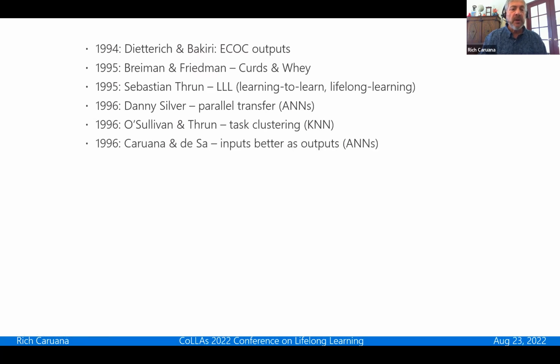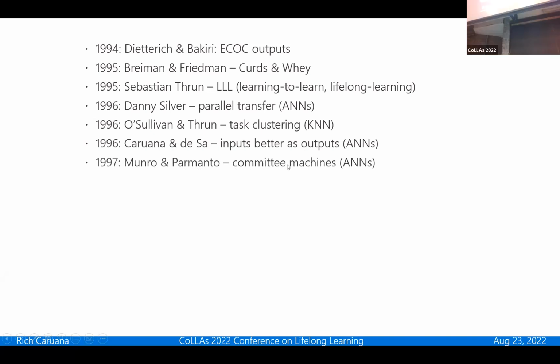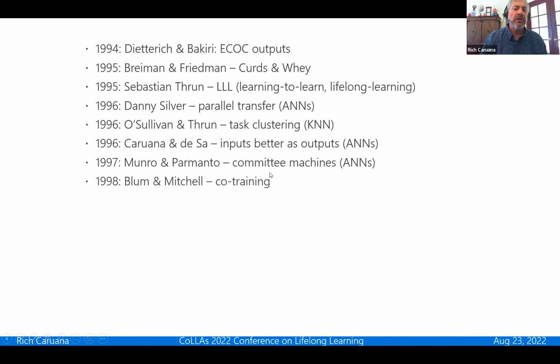And then I did some work again with Virginia de Sa, and here we showed that sometimes it's better to take things that could be used as input features and instead use them as extra output tasks, and you can get improved generalization by doing that. And then Monrose and Parmanto started working on committee machines, which is you again have multiple outputs on a neural net, and you have a way of voting these outputs to get a prediction. So think of this as a combination of ensembles and multitask learning all happening in a single neural net.